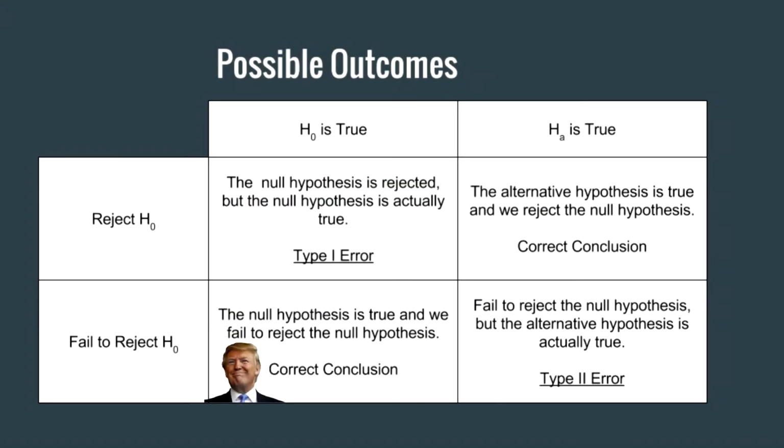In the third case, we fail to reject the null hypothesis when the null hypothesis is true. This means that we correctly predict Trump will win the election in Virginia.